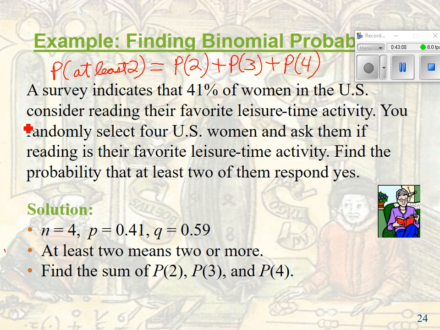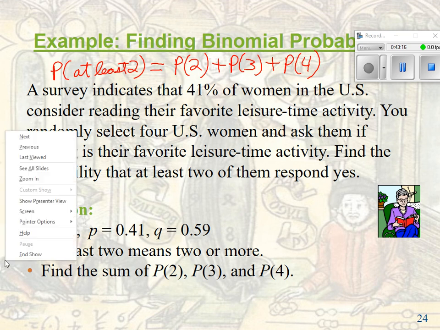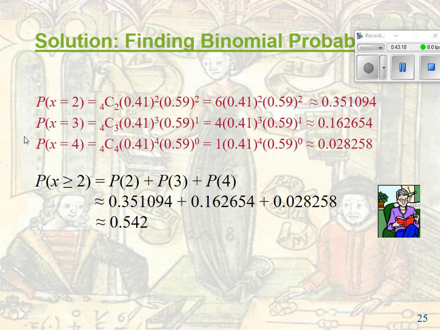N is 4, P is 0.41, Q is 0.59, and our X is 2, 3, and 4 this time. It looks something like that. We just find each one, then add those 3 up, and it comes to about 0.542, or about 54%.